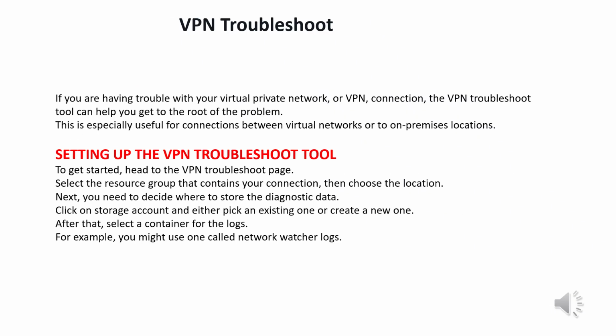If you are having trouble with your virtual private network, or VPN, connection, the VPN troubleshoot tool can help you get to the root of the problem. This is especially useful for connections between virtual networks or to on-premises locations. To get started, head to the VPN troubleshoot page. Select the resource group that contains your connection, then choose the location.